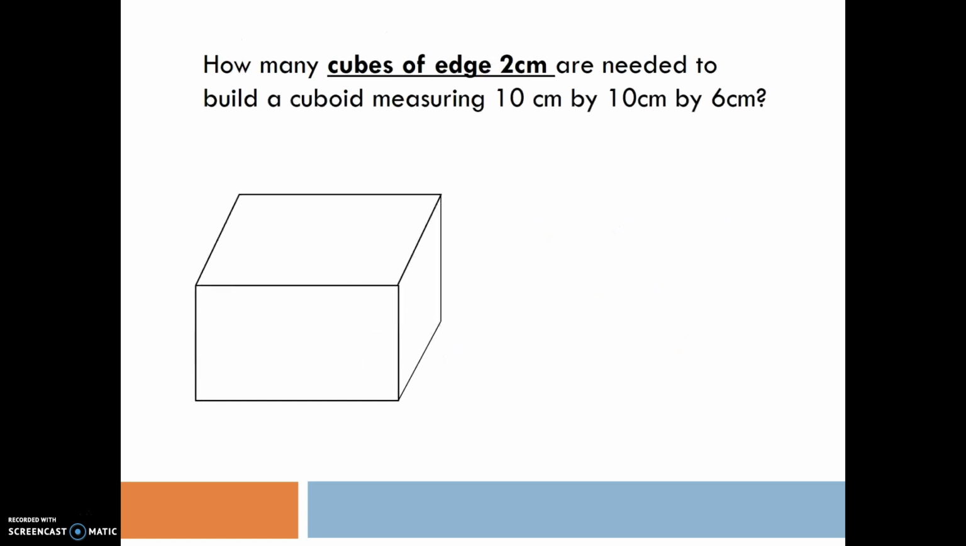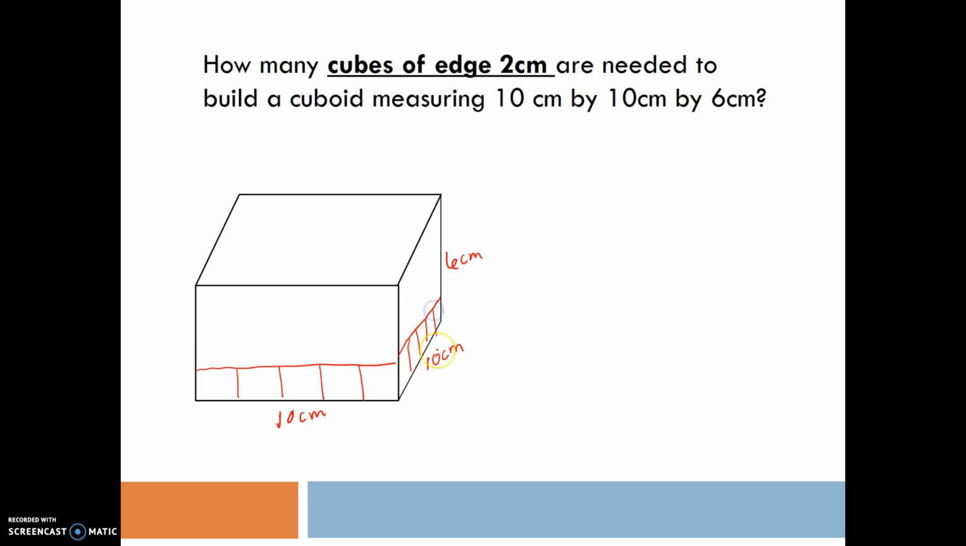All right, now, how many cubes of edge 2 centimeters are needed to build a cuboid measuring 10 by 10 by 6? Okay, let's visualize this really quick. If we have cubes of edge 2 centimeters and we want edges of 10 centimeters, so we want 10 centimeters right here, 10 centimeters right here, and 6 centimeters right here. Okay, let's just visualize what our cubes would look like. And so we would need 5 of them to go across this way. 1, 2, 3, 4, 5. 5 going this way.